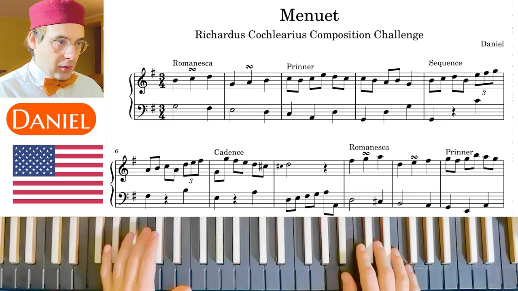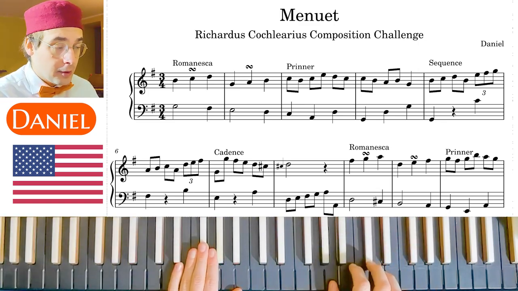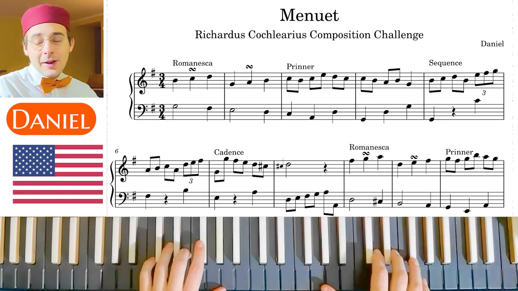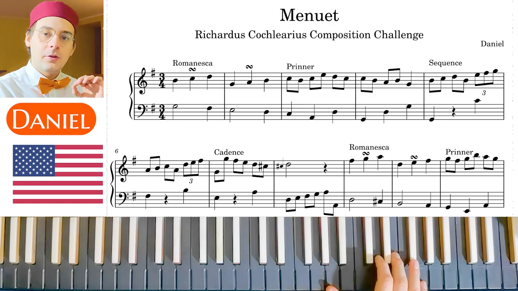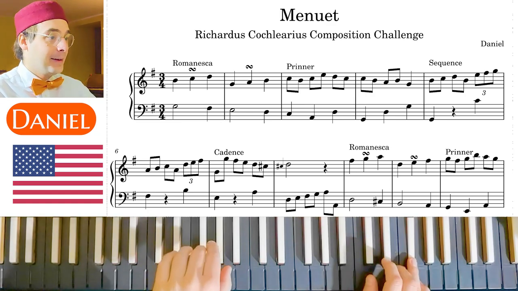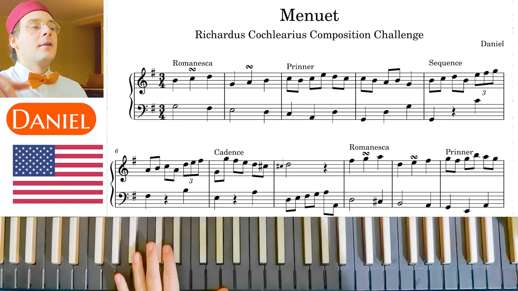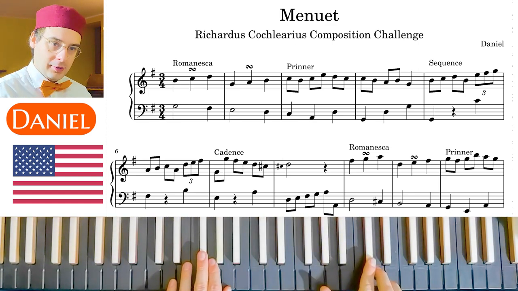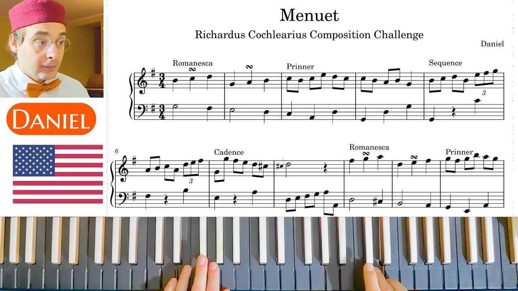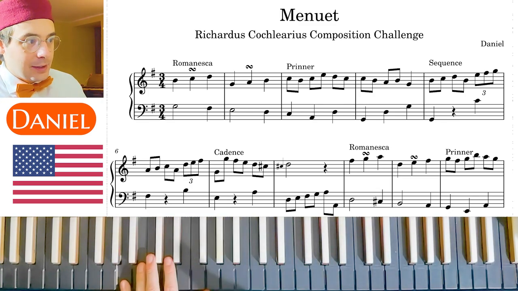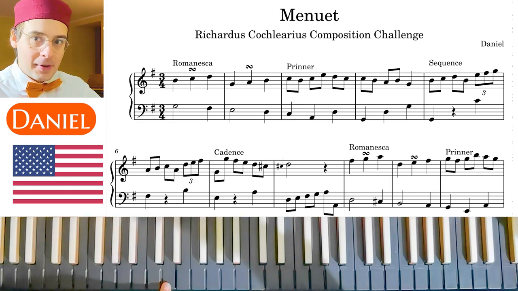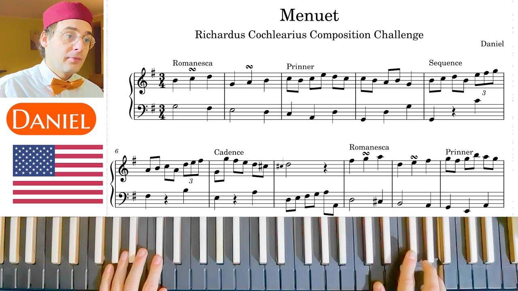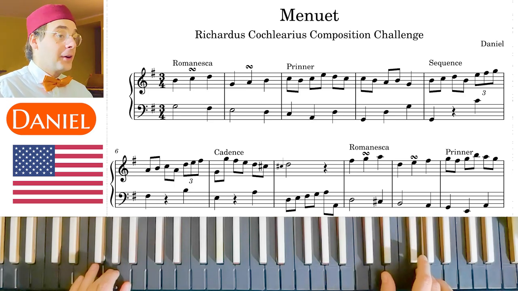Okay, then we have the sequence. And then the cadence, really, really, really Galant. Galant. The key word of this piece is Galant. Really beautiful what you did, so this is the end of the melody. And the cadence is played another time by the bass. And then the Romanesca starts again in D major. Prinner.